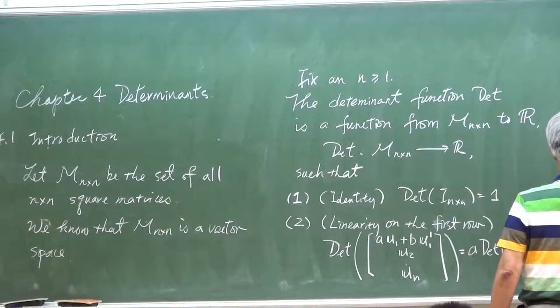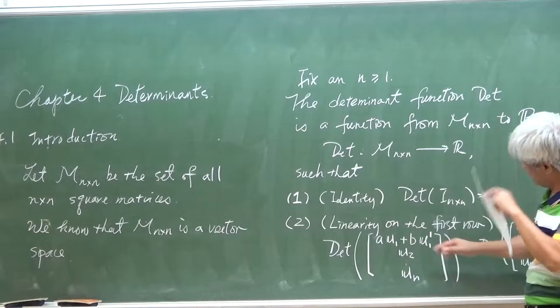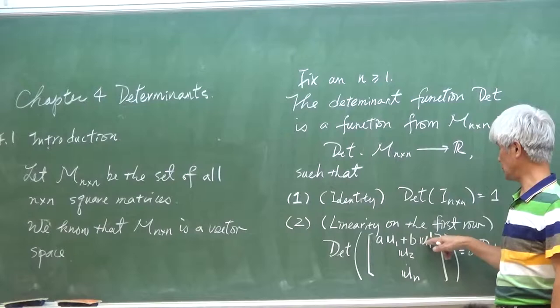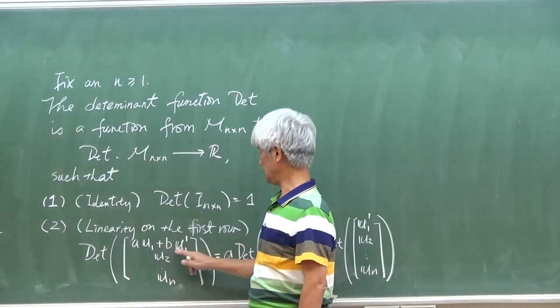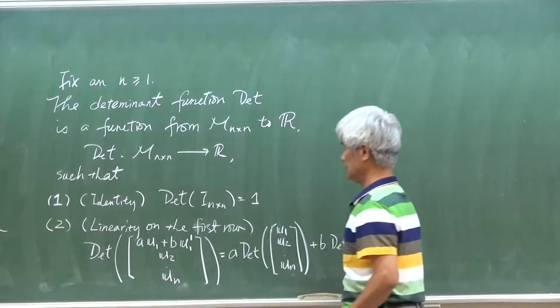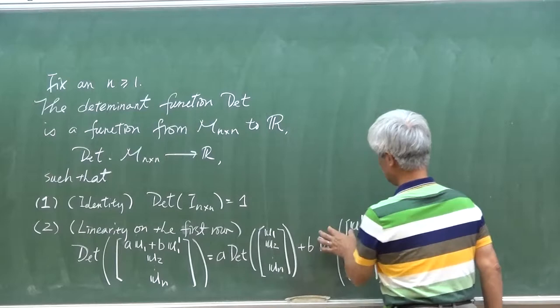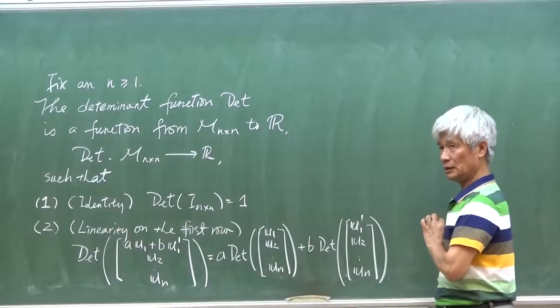So if I have a matrix, U1, U2, just row by row, now the first row is a linear combination of two row vectors, U1 and U1 prime. Then the determinant is equal to the linear combination of the determinants of two matrices: the first row is U1 only, and the second matrix has U1 prime as the first row only. So we call this linearity on the first row, just for the first row.